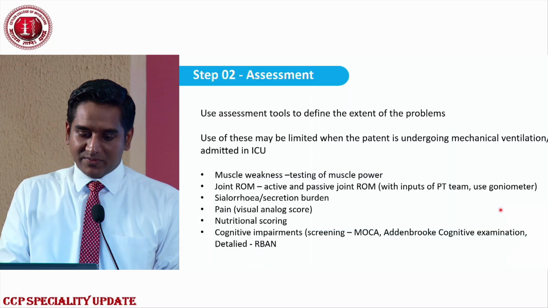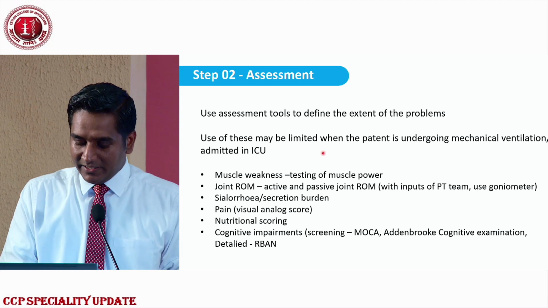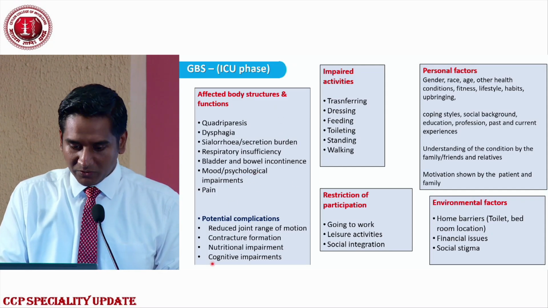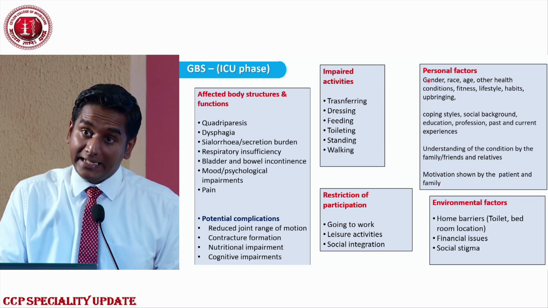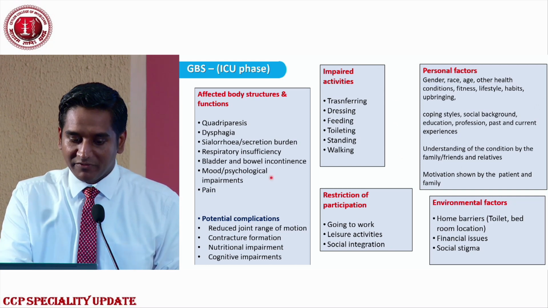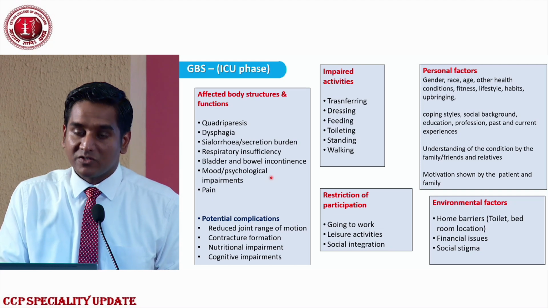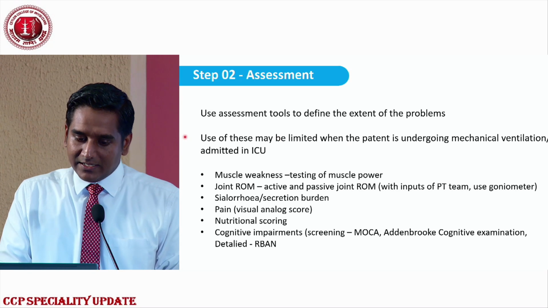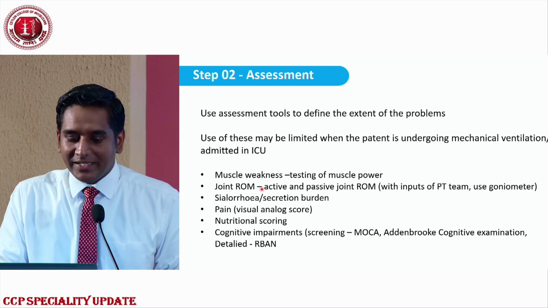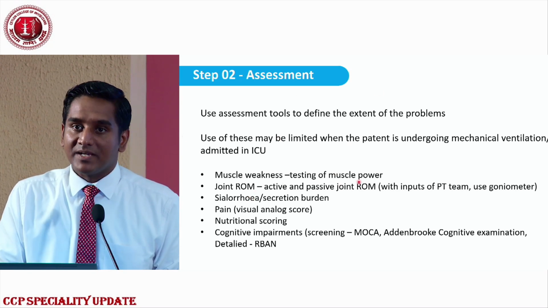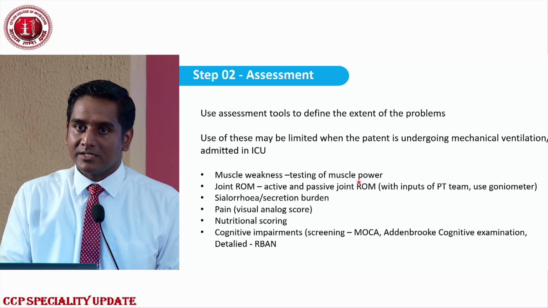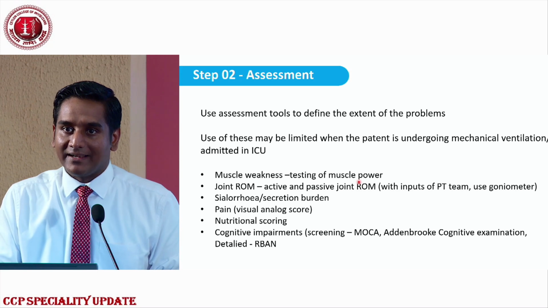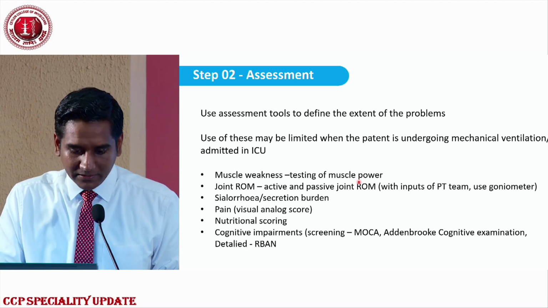Right. Then assessment. So we identify the impairments here. We are at this level because the patient is critically ill in ICU. These will be at a later stage. So mainly at the moment we are focusing on the body structure and function level. So for muscle weakness, what we do is testing of muscle power, the basic examination, but the patient, when I saw initially, he was paralyzed and ventilated, so we can't test that.